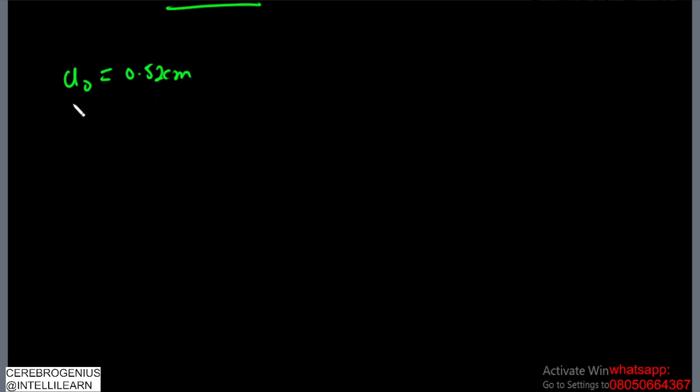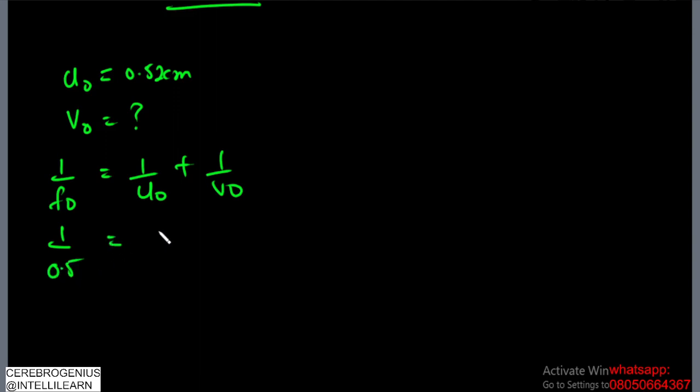So what are we going to do? We find V for the objective. How do we get that? We do 1 over F naught equals 1 over U naught plus 1 over V naught. So 1 over the focal length of the objective, 0.5, equals 1 over 0.52 plus 1 over V naught. So what are we going to have for the value of V naught? That's 2 minus 1 over 0.52. So we have V naught to be 13 centimeter.